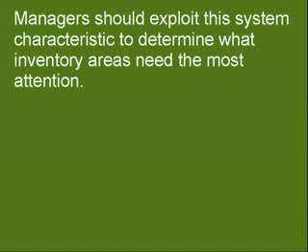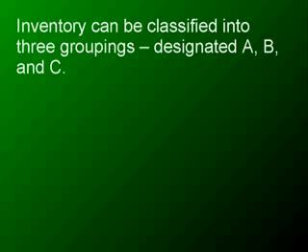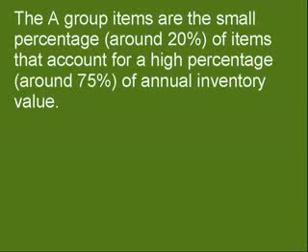Inventory can be classified into three groupings, designated A, B, and C, and hence the term ABC inventory method. The A group items are the small percentage, usually around 20%, of items that account for a high percentage, usually around 75%, of annual inventory value. Obviously, this is the group of items that you need to pay the most attention to.